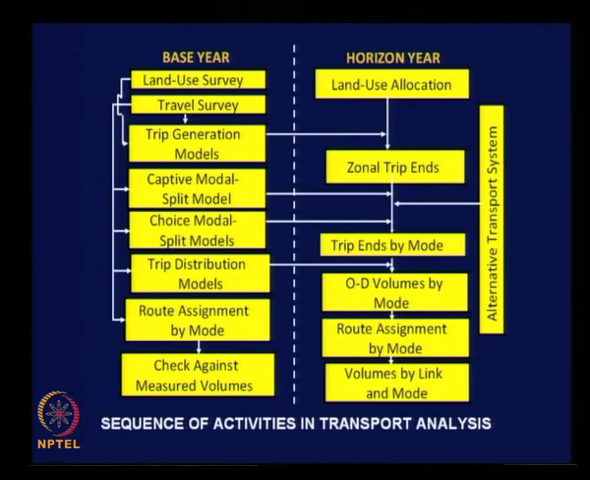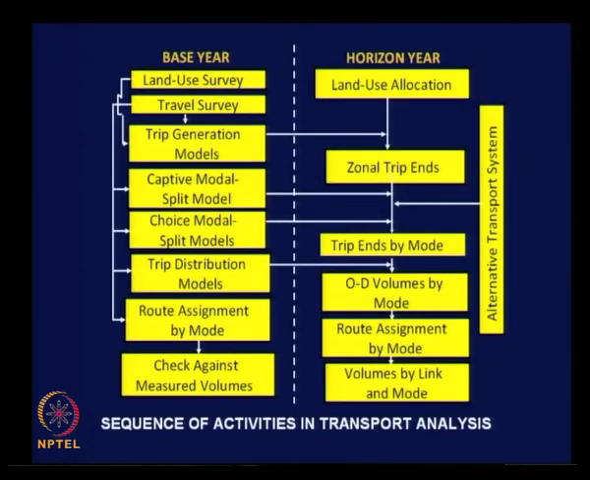Now, look at the master flow chart and find out where we are. We are almost at the box, the last but one box on the left hand side. The final step is check against measured volumes. Once we assign traffic, it is possible for us to actually check the traffic volume link by link, because we theoretically assign traffic and create traffic volume. You can actually measure the same traffic in the field, and it is possible for us to compare the field observed traffic volume with your assigned traffic volume. That is the method of checking the correctness of your result.